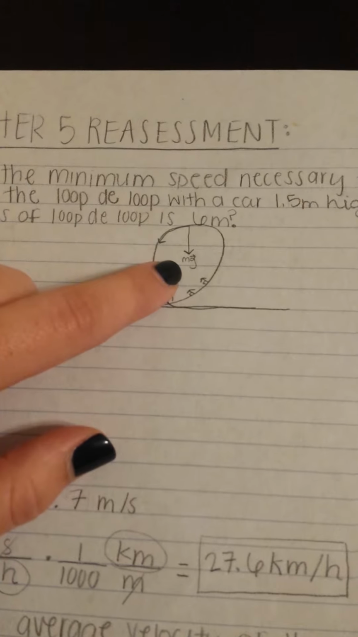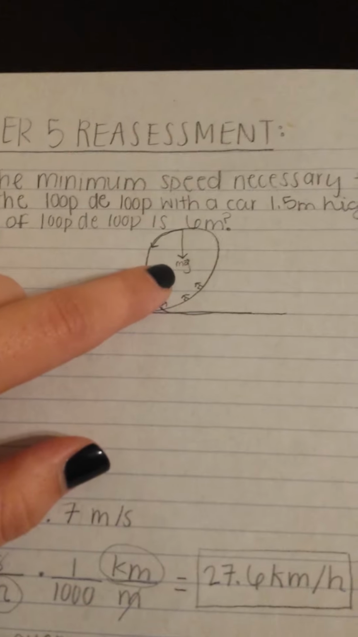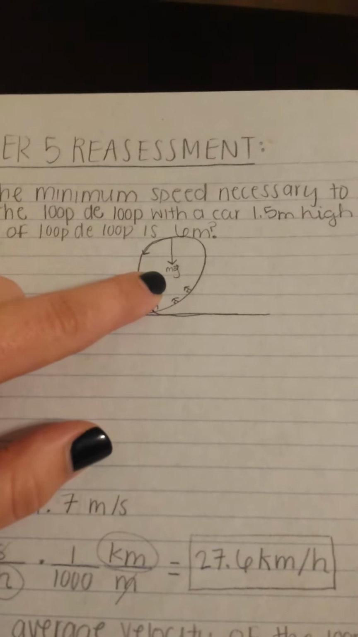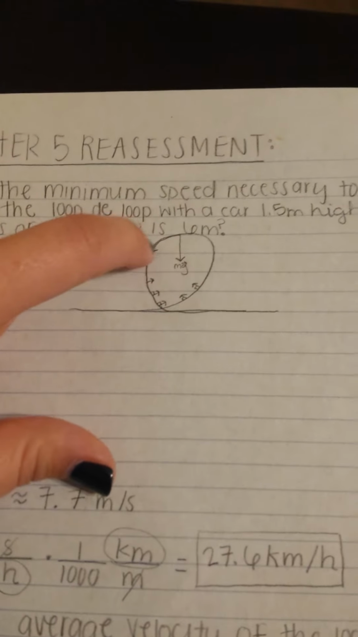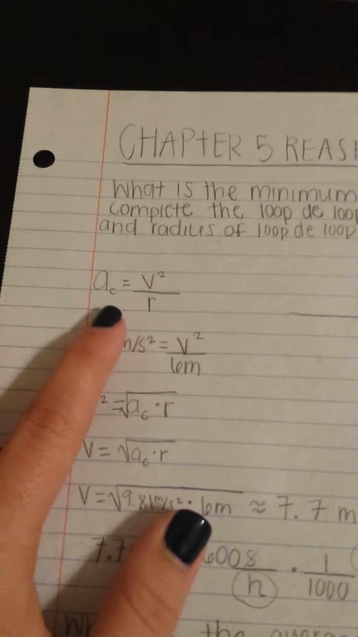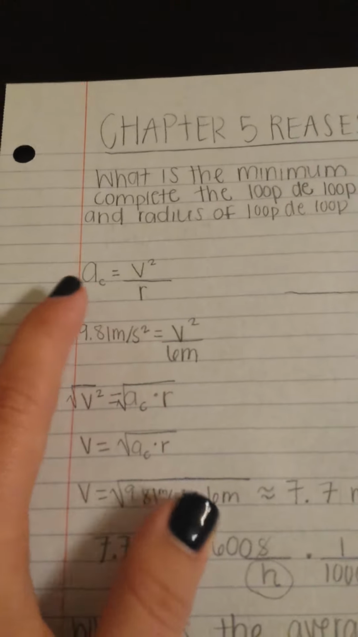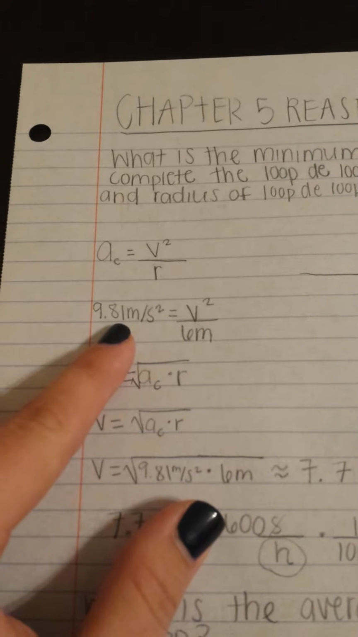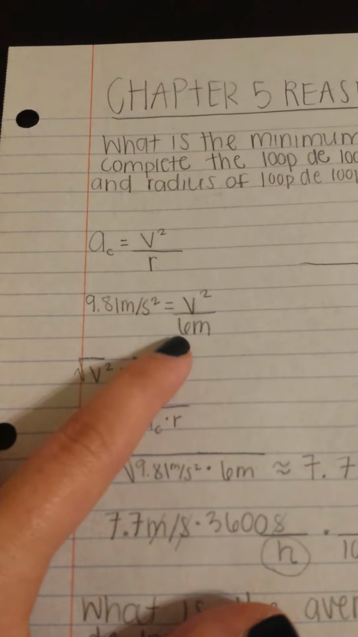So I've drawn that there's a force of the mass times the gravity pulling downward in on the circle, and the car would be moving around the circle in that direction. So we would use the equation acceleration of the circle equals v squared over r. So we know the acceleration is going to be 9.81 meters per second squared equals v squared over 6 meters.